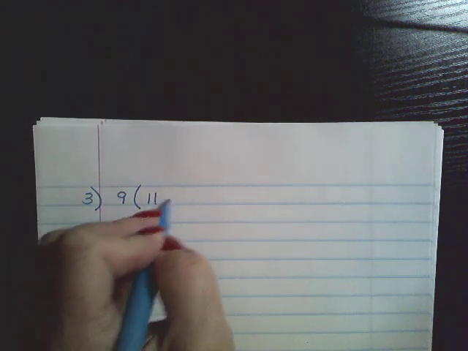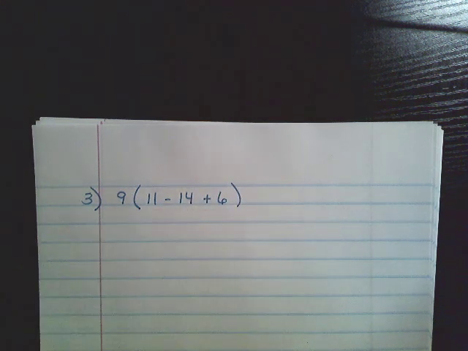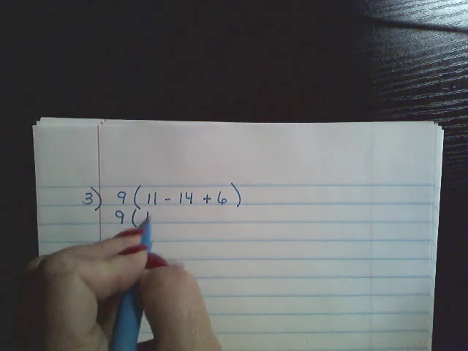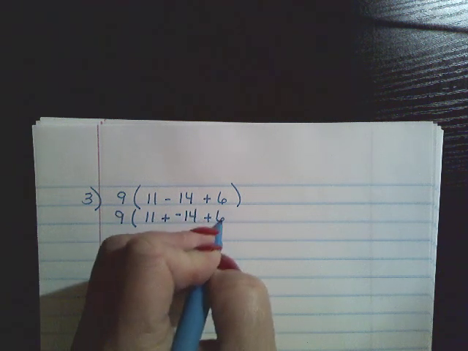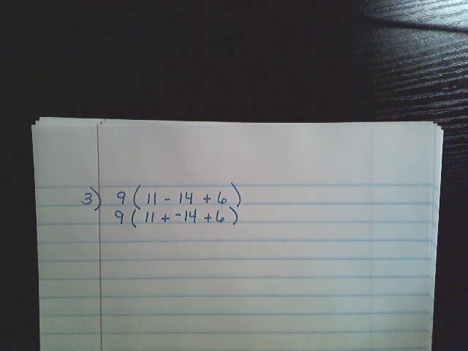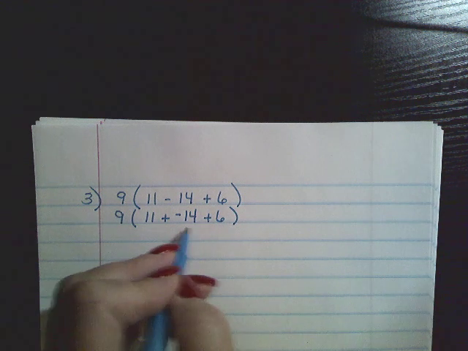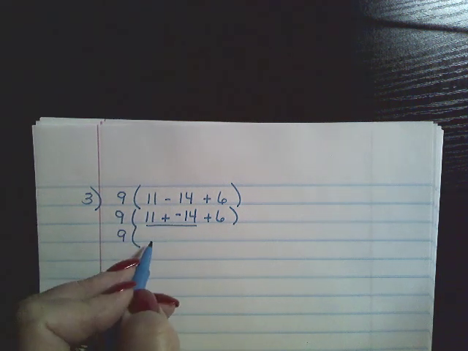We have 9 times 11 minus 14 plus 6 in parentheses. All right, right away I see subtraction, so I'm going to change that. So it's going to be 9 times 11 plus negative 14 plus 6. At this point, every time you see subtraction, you should be changing it to adding its opposite. So now I'm going to do inside. So I'm going to do the first part of the inside. So I'm going to still keep my parentheses.